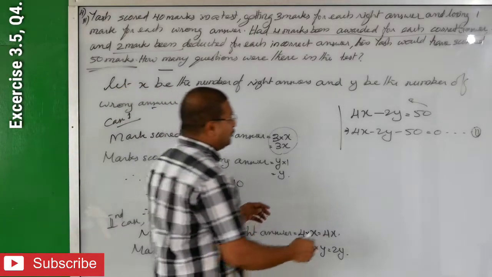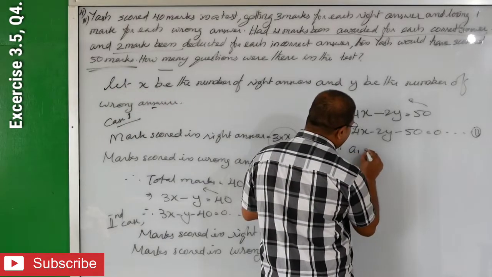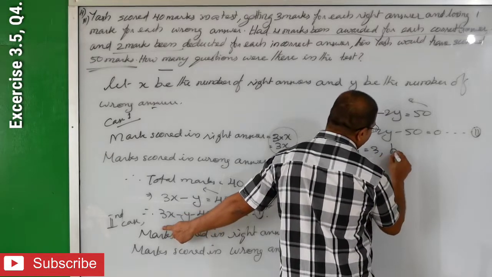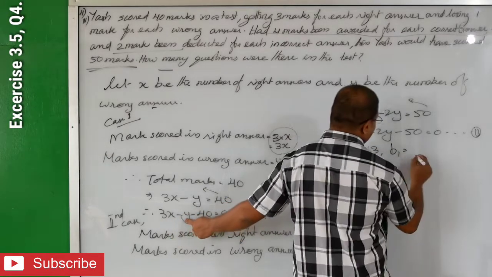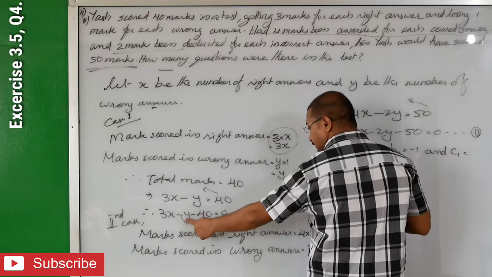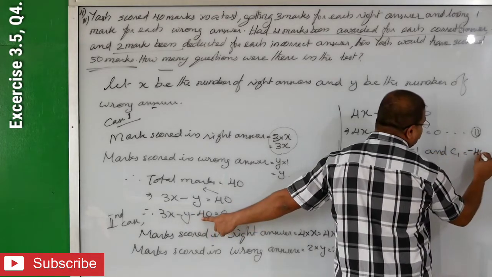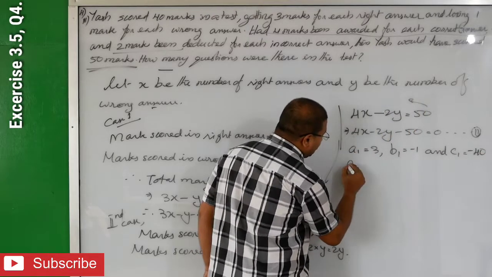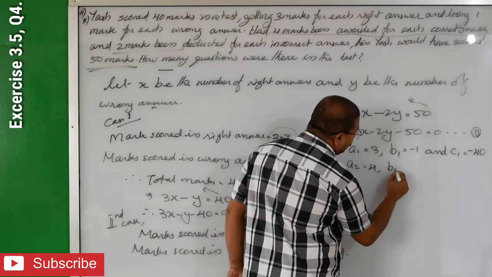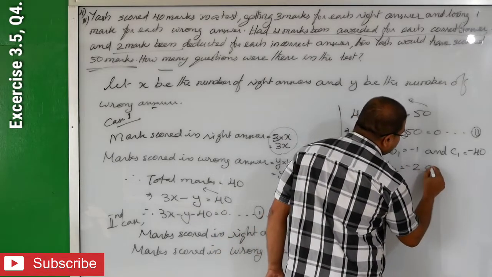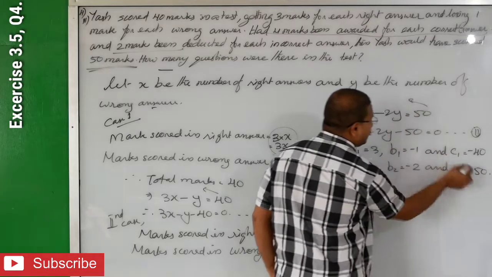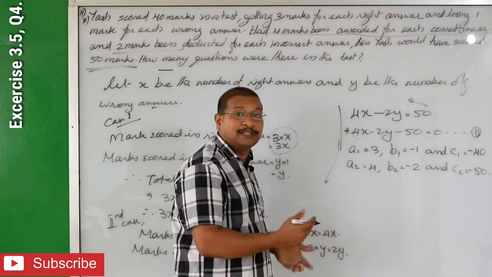Now we can find out the values of A1. What is the value of A1? A1 is 3, B1 is minus 1 and C1 equals minus 40. From the second equation, we will take A2 equals 4, B2 equals minus 2 and C2 equals minus 50. Ready? Now which method will apply?